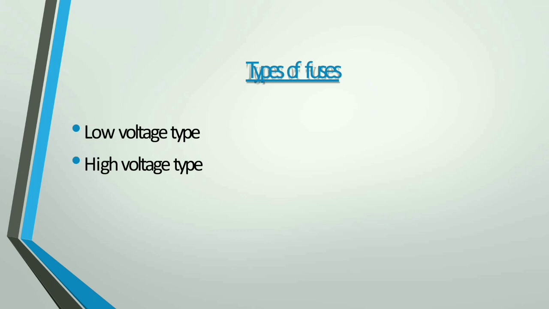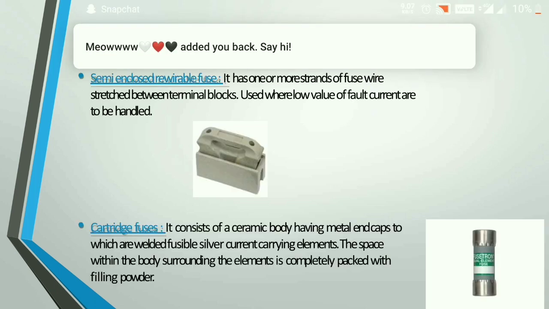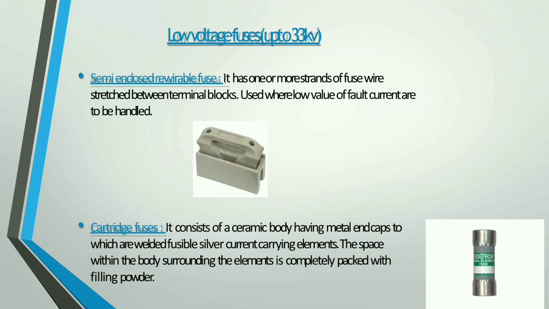Here are some types of fuses: low voltage fuse and high voltage fuse. Low voltage fuse, up to 33 kV. Semi-enclosed rewirable fuse: it has one or more strands of fuse wire stretched between terminal blocks, used where low values of fault current are to be handled.